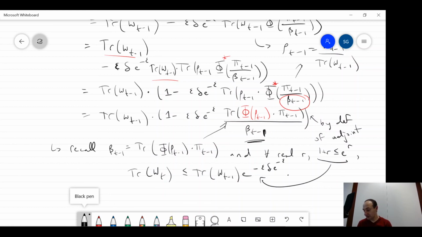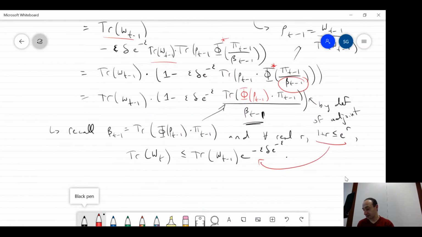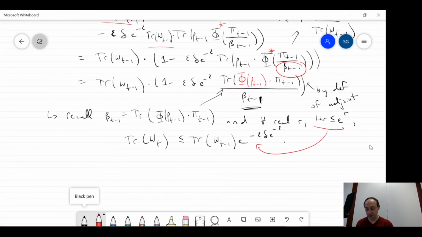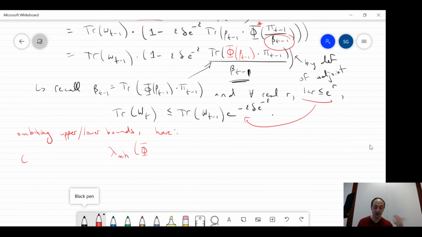Okay. So this gives me the upper bound on the potential function. And remember, I also had a lower bound that we did previously. And so now, of course, we combine them. And I will let you do that on your own. But basically, the idea here is that combining upper and lower bounds, we have the following, that the smallest eigenvalue of phi star, and remember the goal is that I wanted to show that the smallest eigenvalue of this operator was at least 1, right? It was larger than the identity.